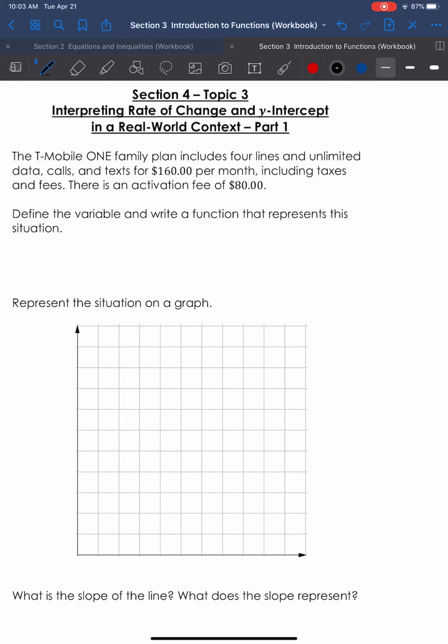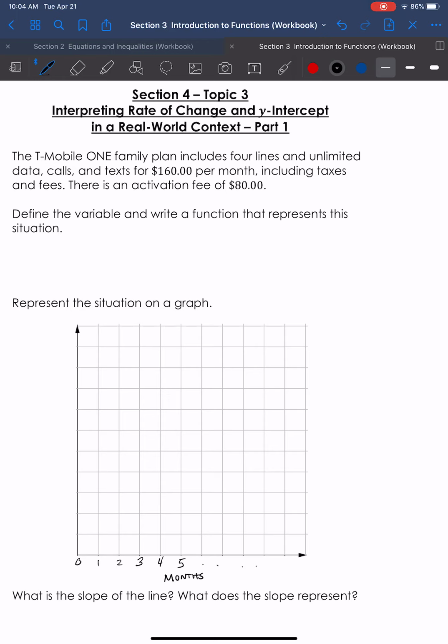Alright, so right here we have a graph that we have to label with the variables. The T-Mobile 1 family plan includes 4 lines and unlimited data, calls, and texts for $160 per month. That includes taxes and fees, but there is an activation fee that's $80. So the variables that we're dealing with is a monthly cost. So I'm going to put months as my independent variable, my X variable, and I'm going to list them out. It's going to start at 0, 1, 2, 3, 4, 5, and so forth.